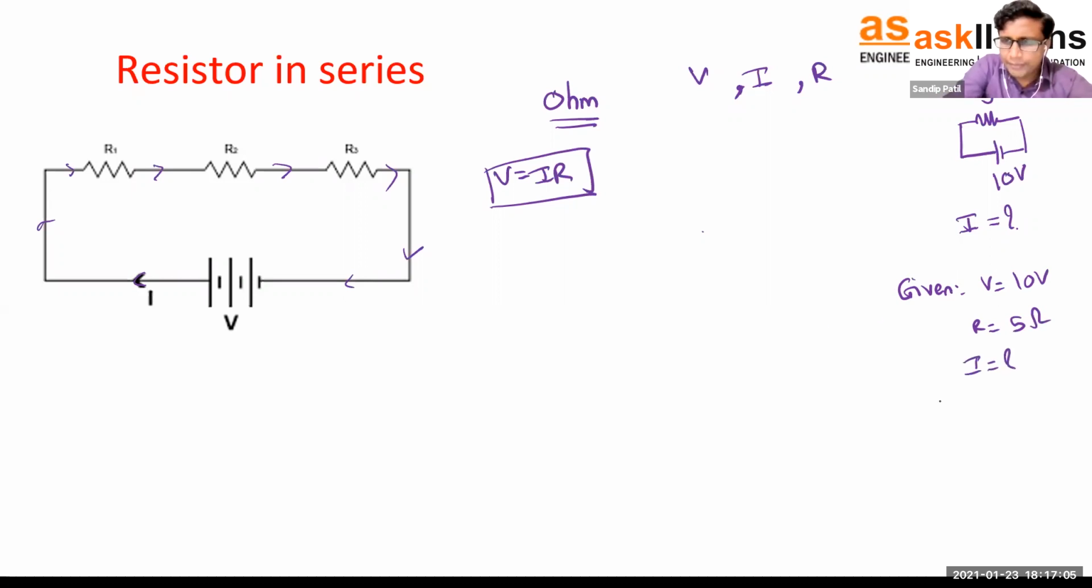So can I say V means 10 is equal to current into 5. If you do the calculations, you will get the answer as 2. And anybody remember the unit of current? That's right, it is ampere, right? So very simple question, very simple formula Ohm gave us.